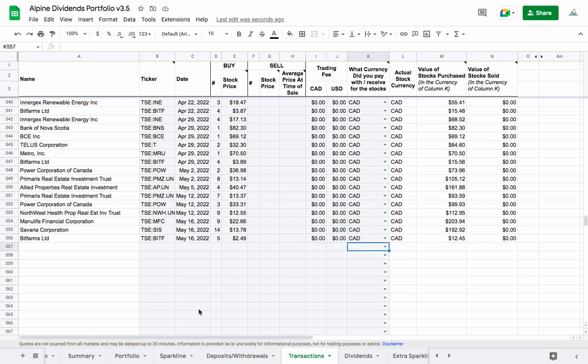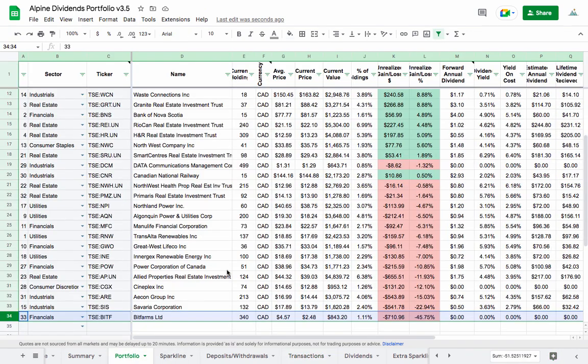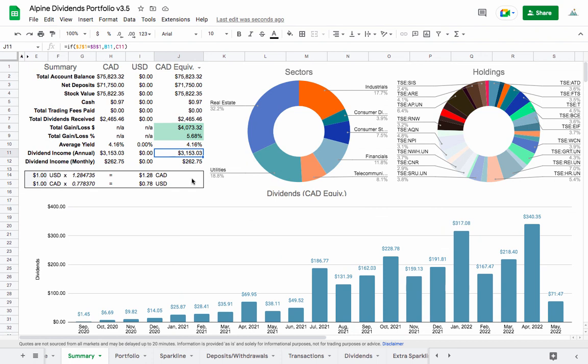Once all of those are in, I can come back into the portfolio tab and take a look at my average costs and stuff like that, see how they have been affected. But ultimately, I'm looking here for the summary tab to see how much the dividend income has increased. So at the beginning of this video, we were sitting around $3,134, and now we're at $3,153. So that's an increase of about $19 per year, which is pretty nice.